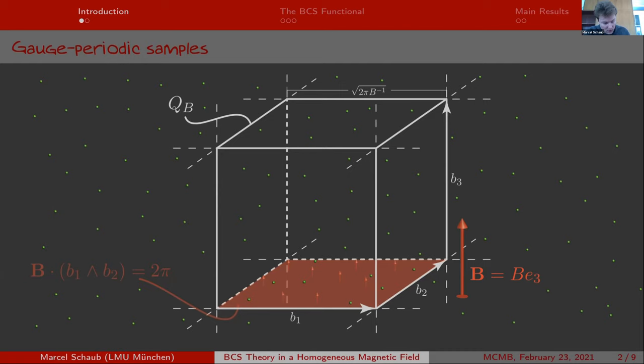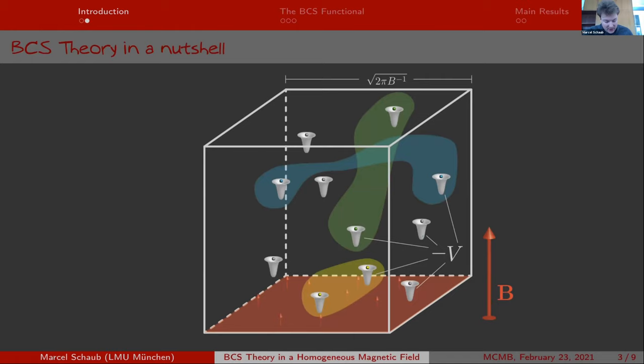Okay. Now I'm describing this with BCS theory, and this amounts to assuming that I have an attractive interaction between the particles, which you can think of as a negative function minus V, which is radial and decaying sufficiently fast. And this causes the particles to undergo a Cooper pair formation, which is indicated by these clouds here. And this process is taking place below a certain critical temperature that I'm going to introduce to you in a minute.